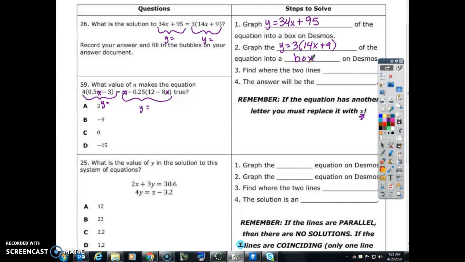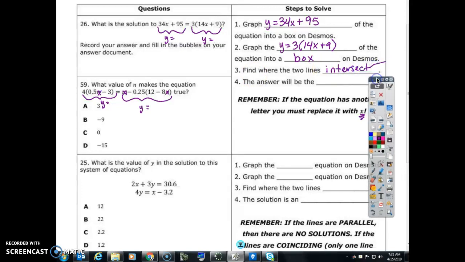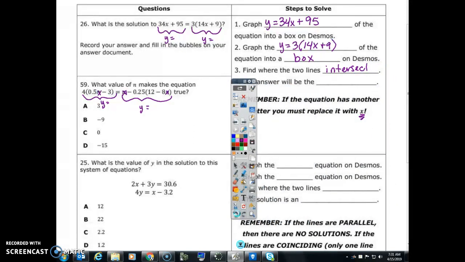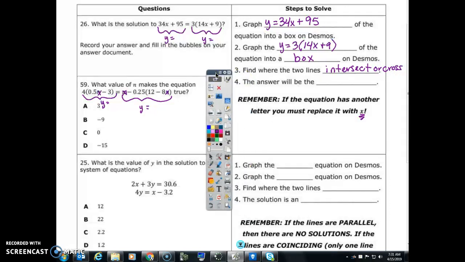Okay? And what are we looking for when we graph both of them? How do you find the solution? Where they intersect, where they cross. So find where the two lines intersect or cross. And the answer for both of these will be the x because there is no y's. So the answer will be whatever the x is. Okay, so that's how you're going to do those in a little bit.